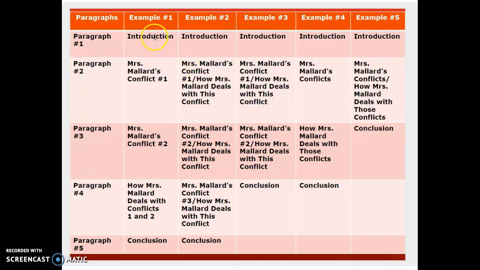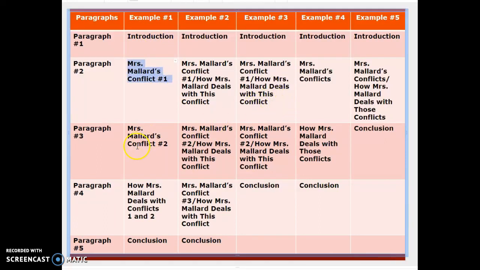So option 1, you would start with an introduction, and then you would write one paragraph to tell about Miss Mallard's first conflict. Then you'd write a paragraph to tell about her second conflict, and then you would write a fourth paragraph to tell how she deals with both conflicts. After that, you would include a conclusion paragraph where you sum everything up and also discuss why this new knowledge that you've gained and discovered through explaining her conflicts and how she deals with the conflicts is important for people to understand and to be aware of.